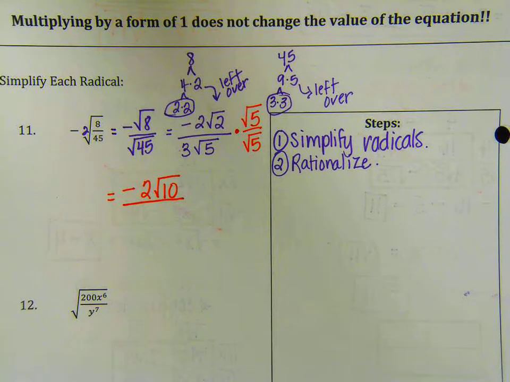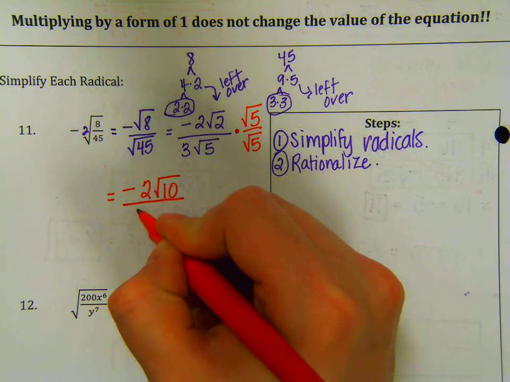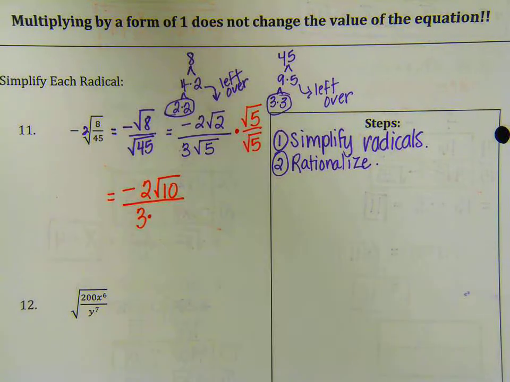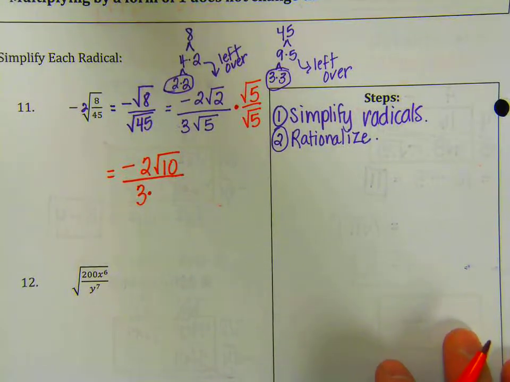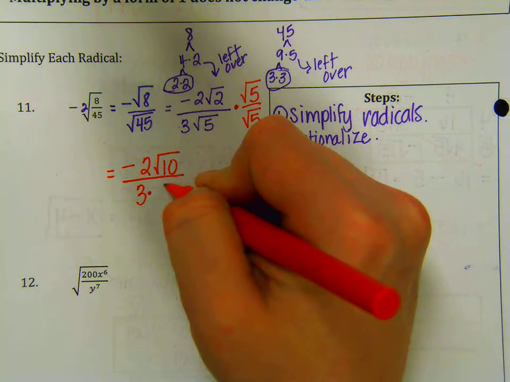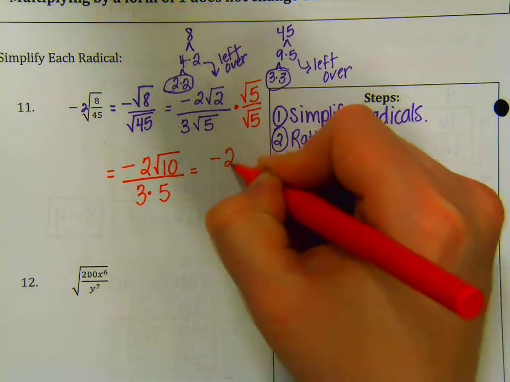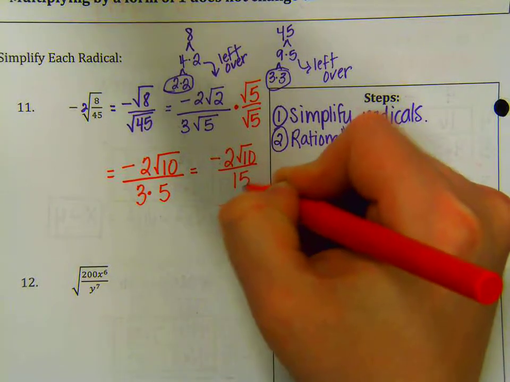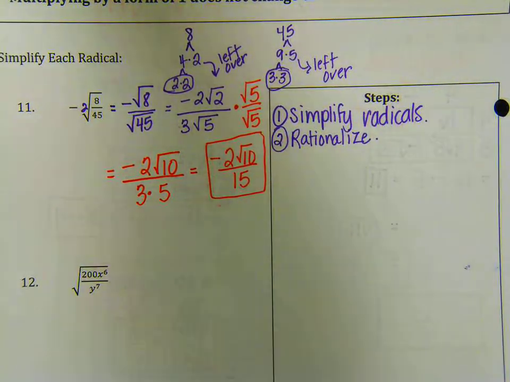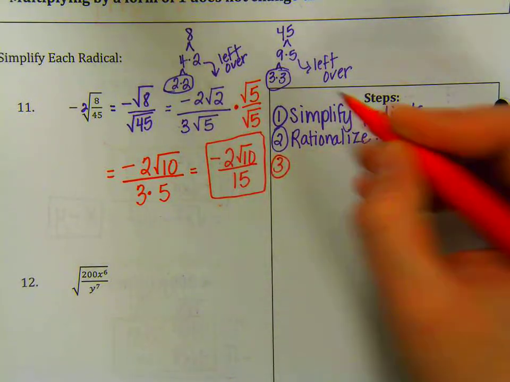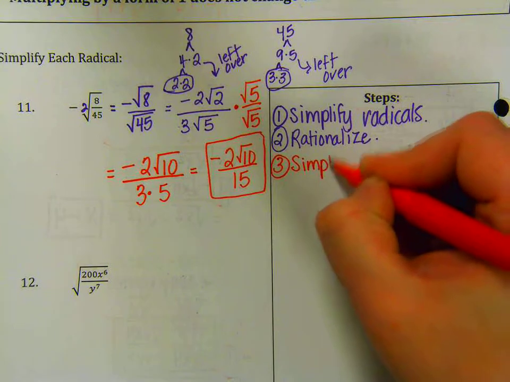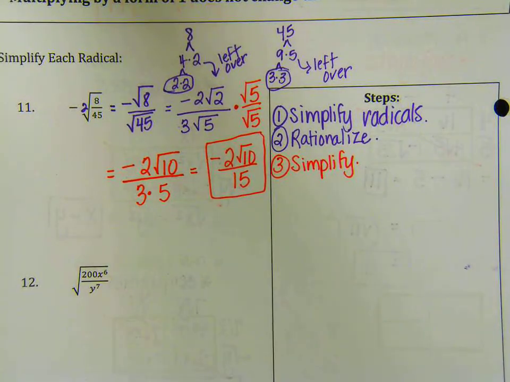What's going to happen in the denominator? Well, the radical, so square root of 5 times the square root of 5 is square root of 25. And what's the square root of 25? 5. So 3 times 5. So my final answer is negative 2 root 10 over 15. I can't simplify the square root of 10 any further. If I split it up into 5 and 2, I can't do anything with that. They're prime after that. So that's my final answer. So your final step is really just to simplify, which we did by multiplying 3 times 5.